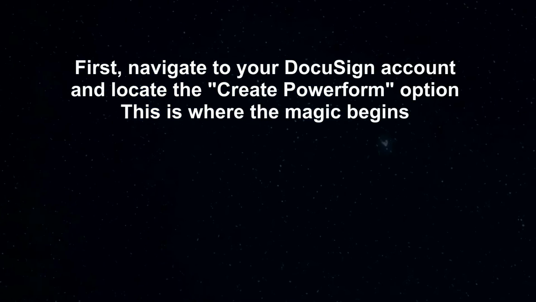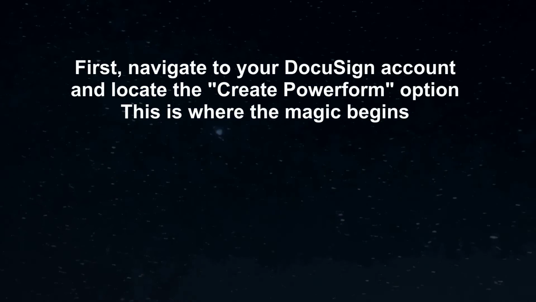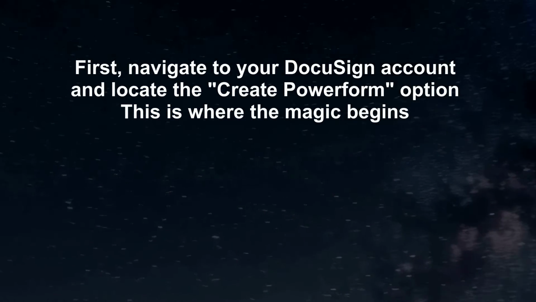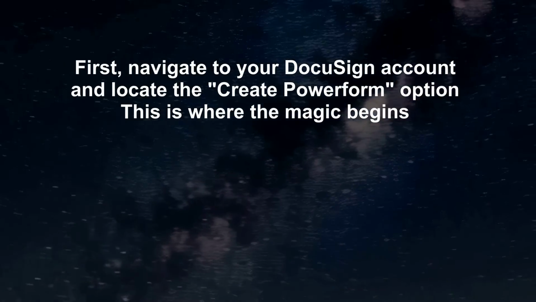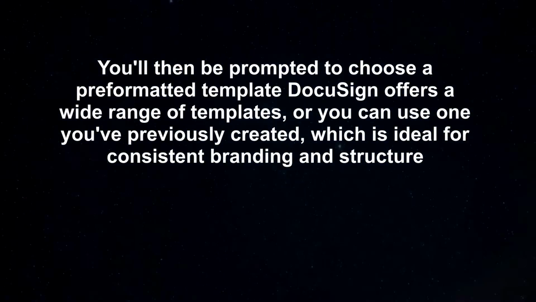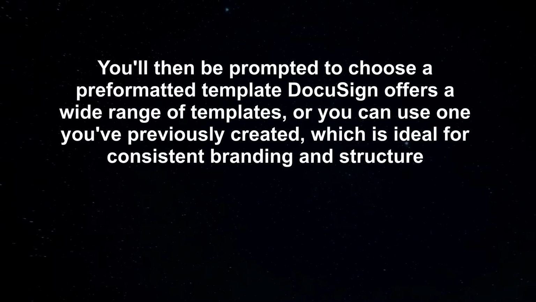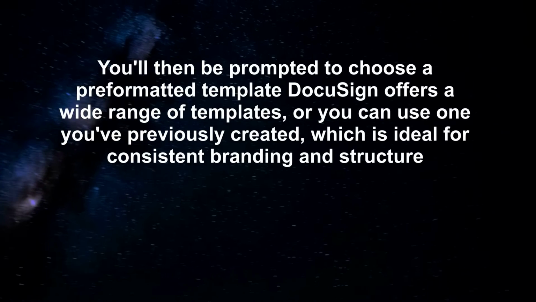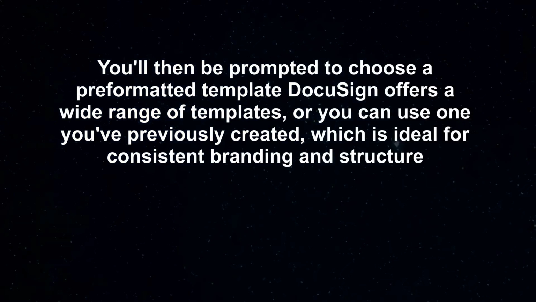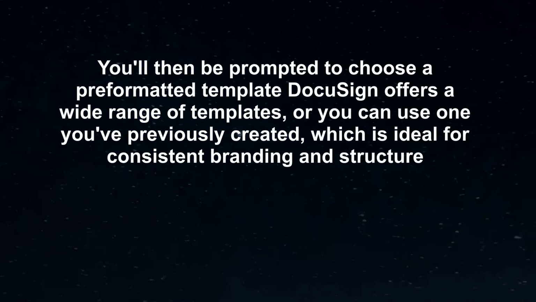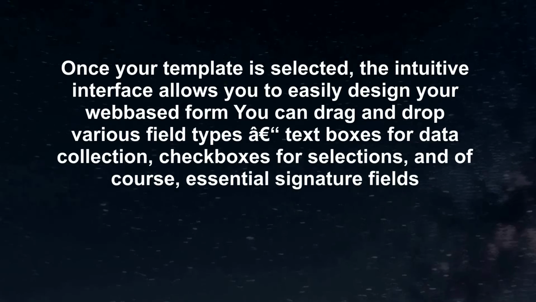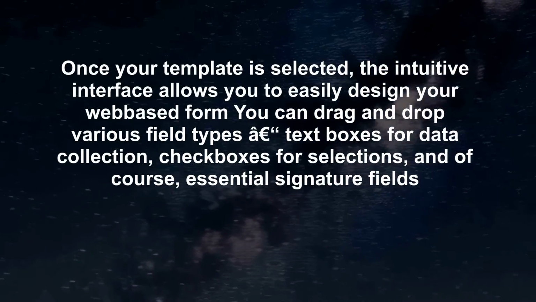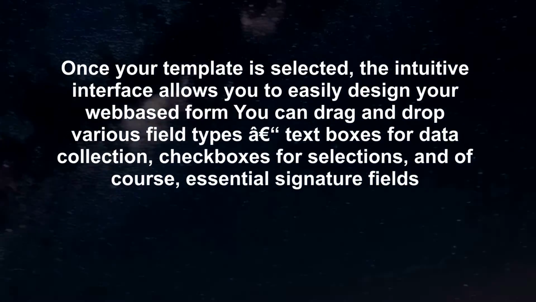First, navigate to your Docusign account and locate the Create Powerform option. This is where the magic begins. You'll then be prompted to choose a preformatted template. Docusign offers a wide range of templates, or you can use one you've previously created, which is ideal for consistent branding and structure. Once your template is selected, the intuitive interface allows you to easily design your web-based form.